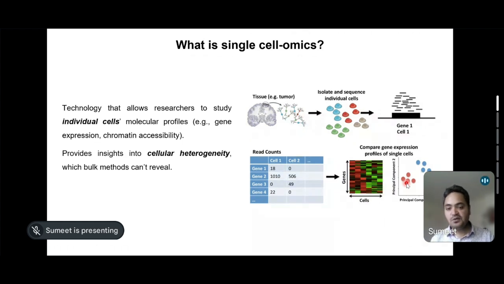So the bulk RNA sequencing, which most of you will be aware of, is the technology where you just take a piece of tissue, you homogenize everything, and because you homogenize everything, you have mRNA from all the cells which are present in the tissue, and you will not get the information at a single cell level. So this is the key advantage of this technology, that you can actually look at the individual cells.